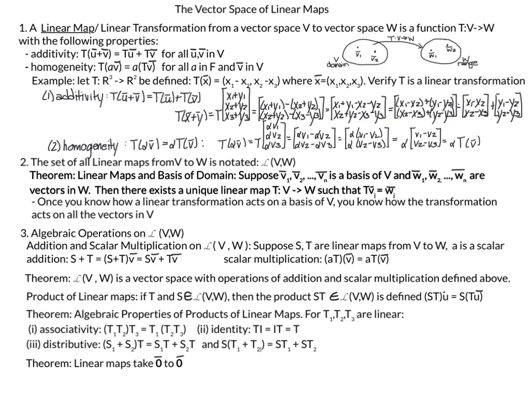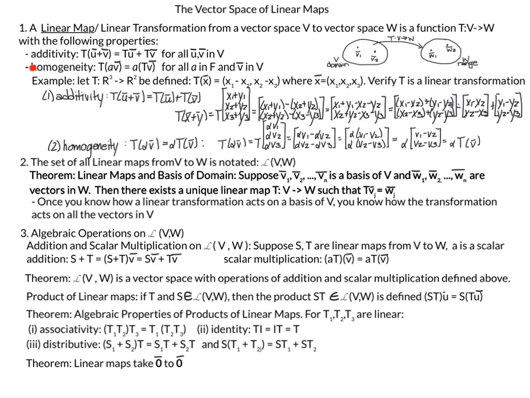We will start by defining a linear map, sometimes called a linear transformation, from a vector space V to another vector space W. And a linear map is a function, which we'll call T for transformation, that maps from V to W with the following properties. First, additivity holds. That is, the transformation on a vector U plus a vector V is equal to the sum of the transformation of the vector U plus the transformation on the vector V.